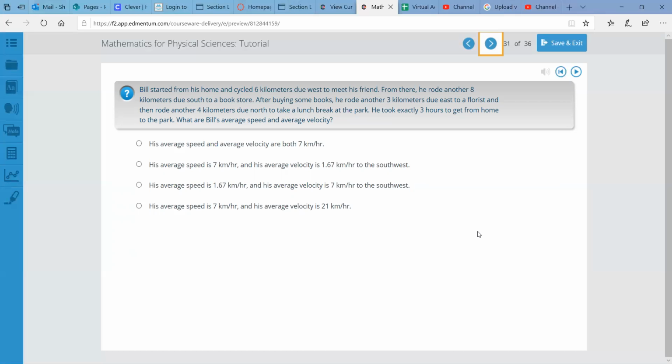So the average speed would be adding up everything, the total distance he traveled, divided by the total time. So 6 plus 8 is 14, plus 3 is 17, plus 4 is 21, divided by 3 hours in total. 21 divided by 3 is 7. Okay.